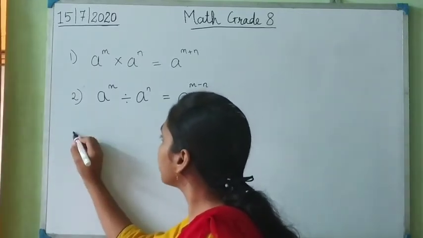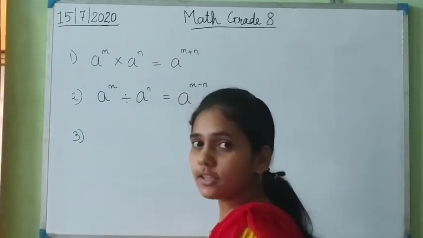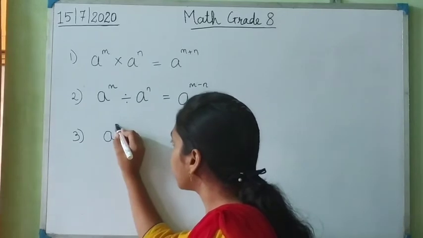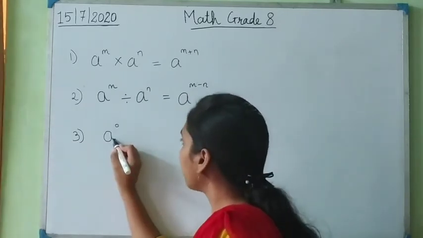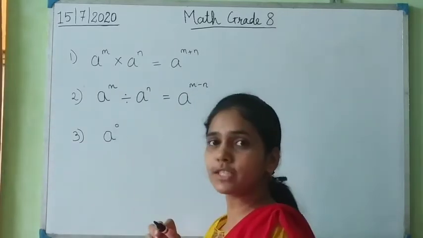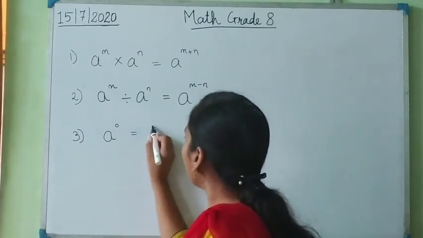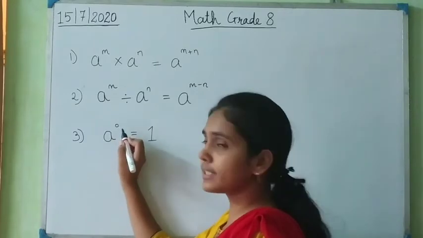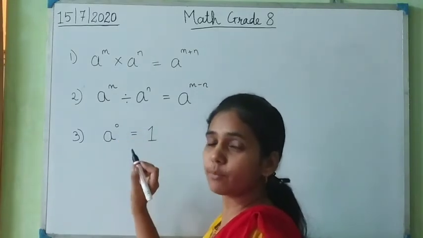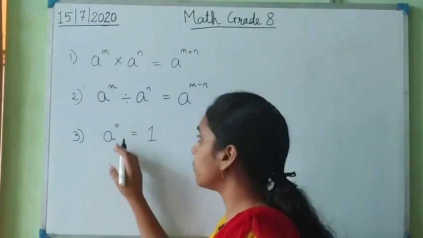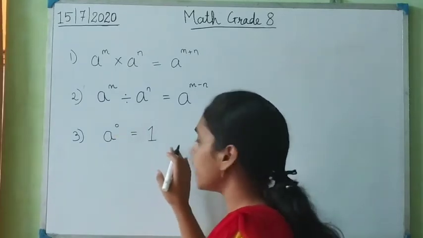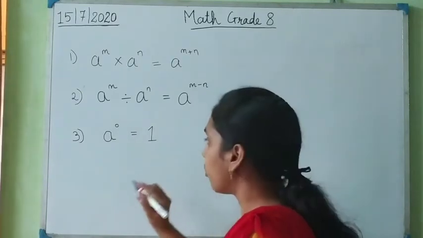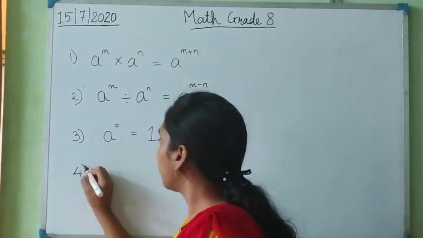So the third law of indices says that any number raised to the power 0, okay, a is some number and it is raised to the power 0, then the answer is always 1, okay. So any number, if the power or index of any number is equal to 0, then its answer is always 1, okay. So we will see a few examples based on this and also on the fourth law of indices.